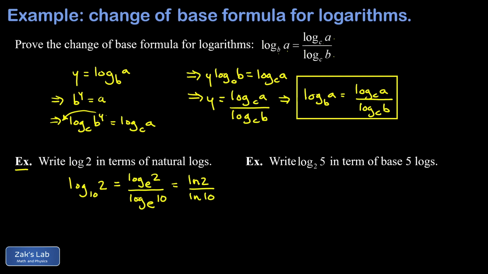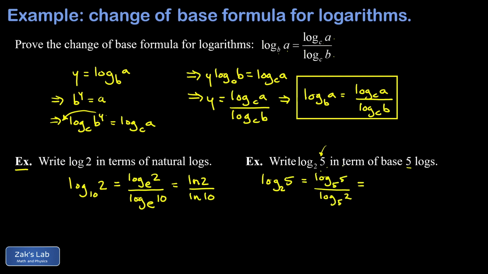In the second example, we discover an interesting formula that's actually true in general of logarithms. We're asked to write log base 2 of 5 in terms of base 5 logs. Note that the base we're converting to is the same as the original argument of our log function, and an interesting formula pops out of this. So I'm going to apply my change of base formula. Log base 2 of 5 is the same as log base 5 of 5, we're changing to a base of 5, over log base 5 of 2.